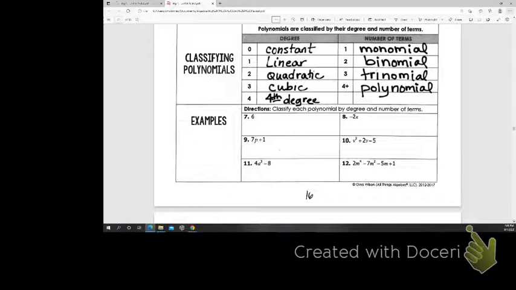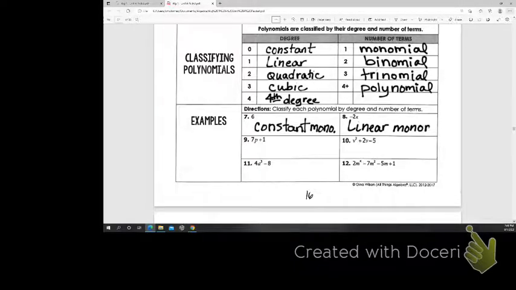So they could all be classified as polynomials, but we can be more specific if it only has 1, 2, or 3 terms. So if I simply have a 6, then I would say I have a constant monomial. And maybe I shouldn't have written so big. If I have negative 2x, I have a linear monomial.